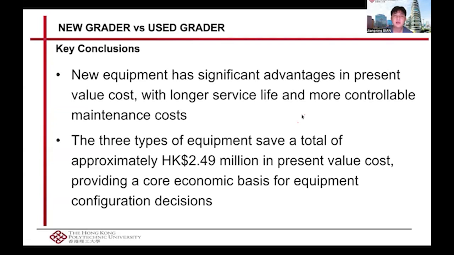The second is that the 3 types of equipment save a total of approximately 2.49 million in present value cost, providing a core economic basis for equipment configuration decisions.